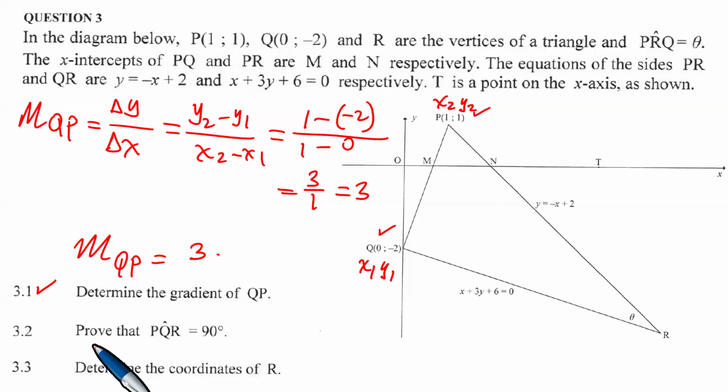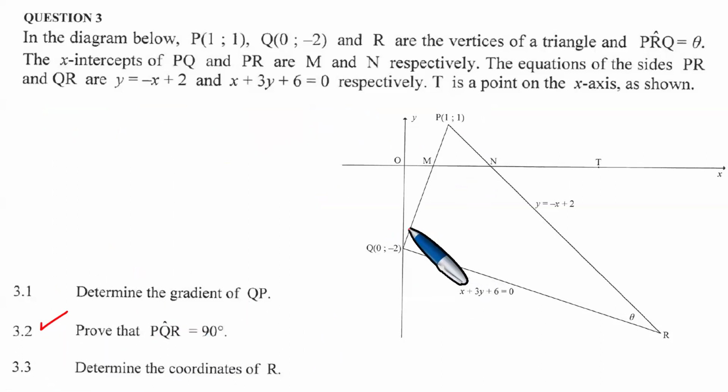Now, in 3.2 we want to prove that the angle PQR equals 90 degrees. How do we show that that angle equals 90 degrees? There are a couple of ways to do this, but we already know something. We already know that the gradient of the line segment PQ, or rather QP, equals 3. It's just a line segment with endpoints clearly defined.